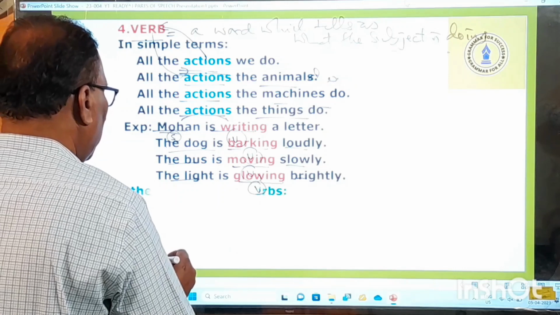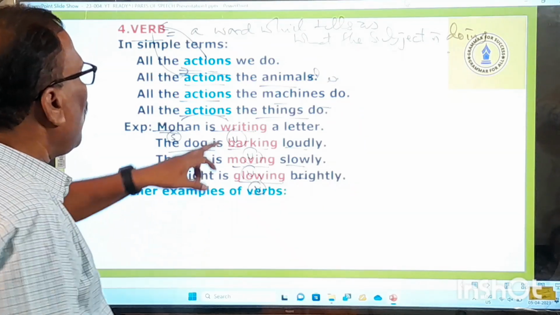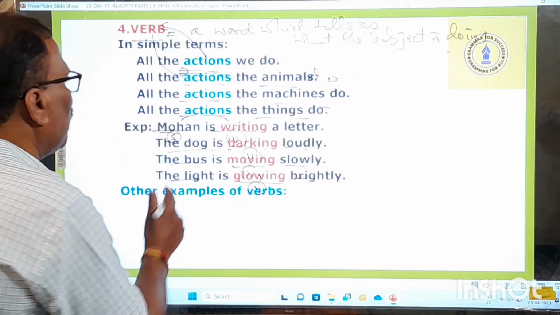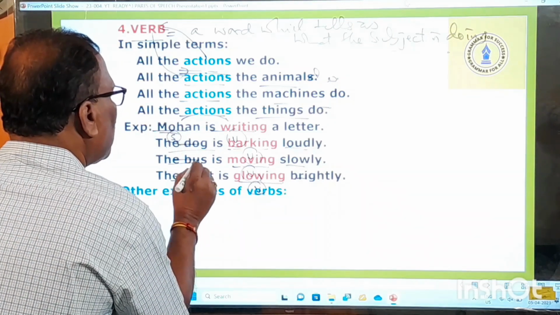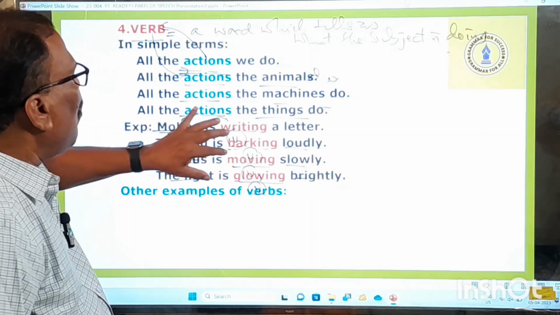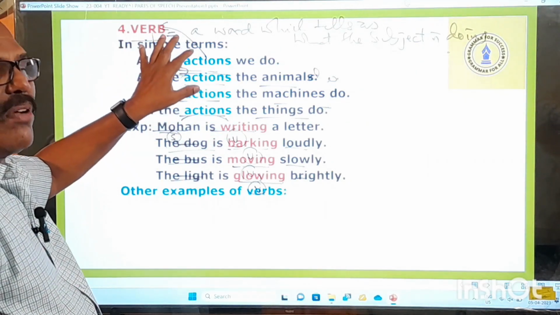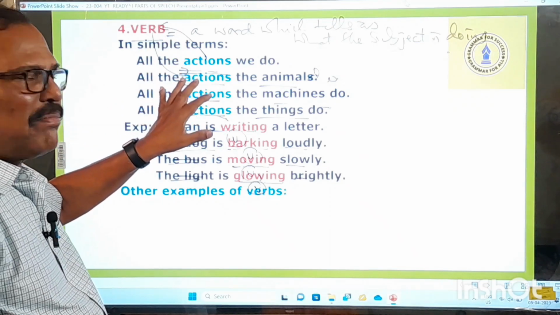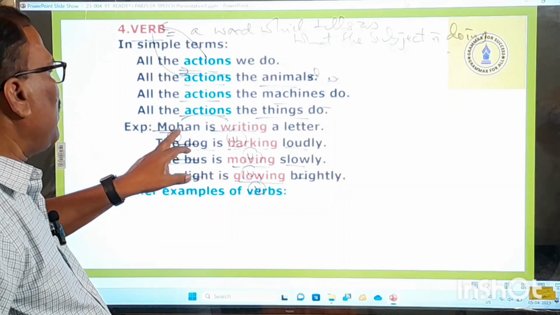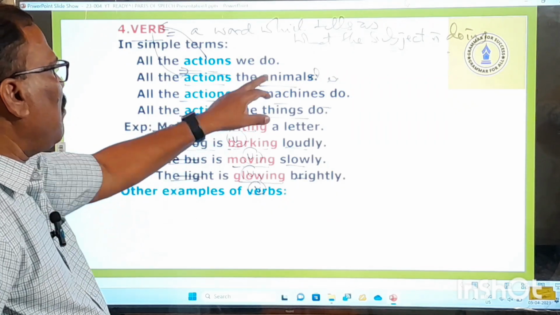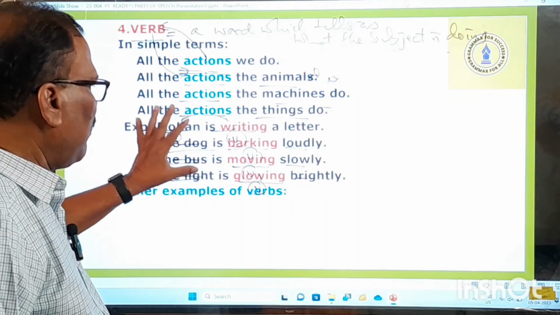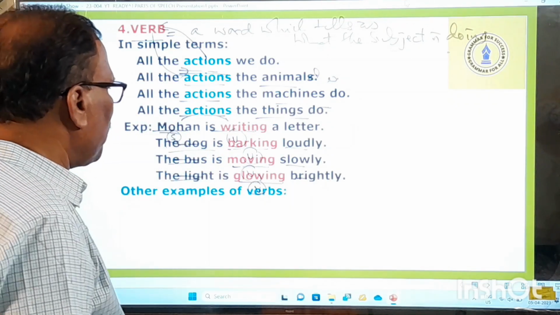So what else is there? So in this way, in all these four examples, you can find what the subjects are doing. So Mohan is a subject, the dog is a subject, bus is a subject, and like that. So all these actions are verbs. Are you following me? Any confusion? Okay. One example for human beings, one example for animals, one example for machines, one example for things. Four examples are given. You can follow that. Other examples of verbs are given here.